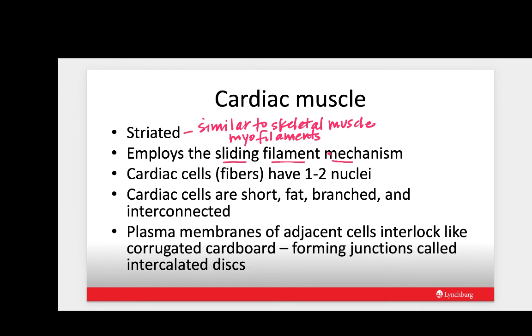Cardiac cells have 1 to 2 nuclei per cell, and we describe them as short, fat, and branched. They have this interconnected structure where the plasma membranes of adjacent cells form what looks like corrugated cardboard connections. And we call those junctions intercalated discs. This is specific to these junctions between cardiac muscle cells.